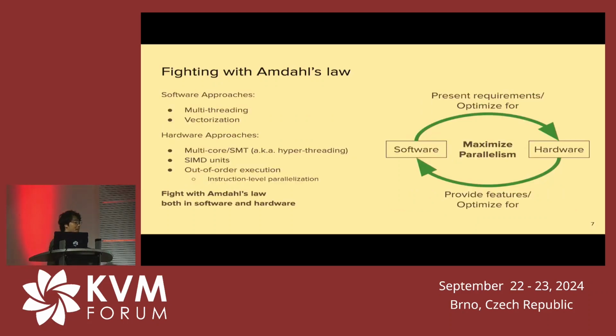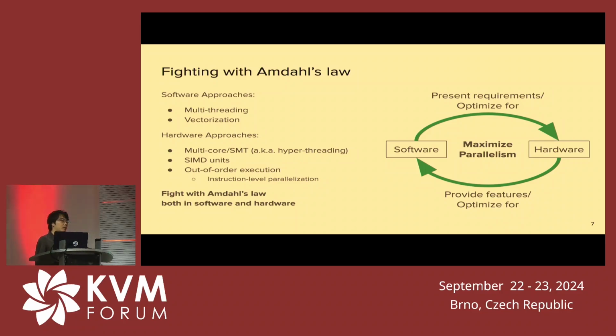And that's not possible just by optimizing software or hardware. We actually need both approaches. With software approaches, we can expose parallelism in the program to hardware. For example, you can have multiple threads, which are independent units of execution that can be executed in parallel. Or you can also use vectorization, that is, applying one operation to multiple data.